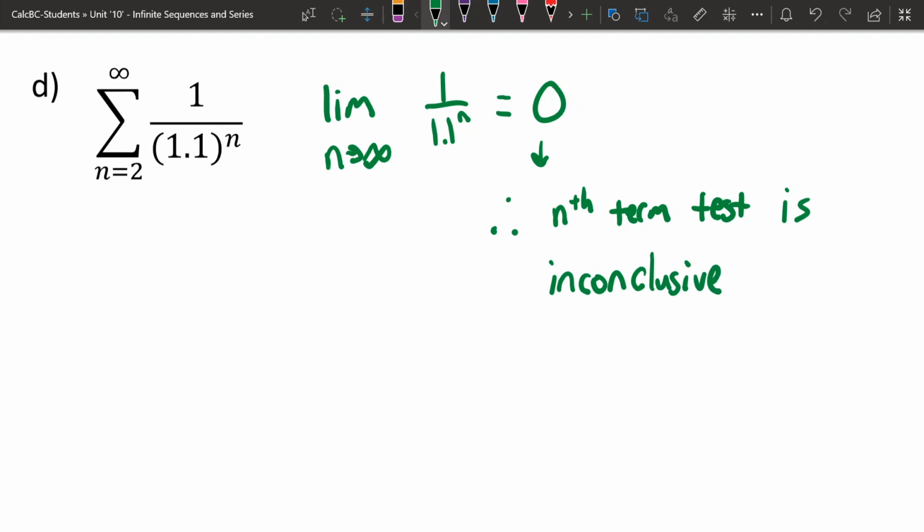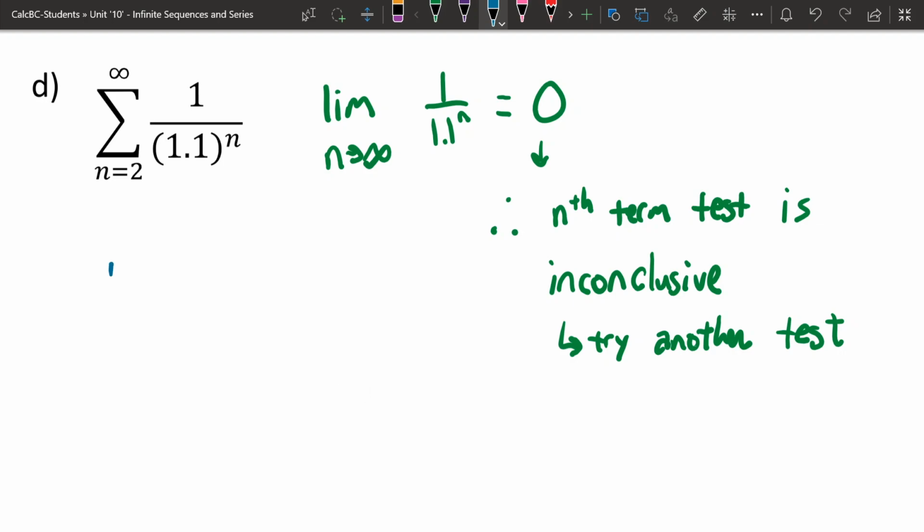We don't match up with the first half of that conditional statement, that the limit as n approaches infinity does not equal 0. So we can't use our nth term test here. That means we want to try another test. The only other test we've learned is our geometric series test. So can we rewrite this as a geometric series? I think we can.